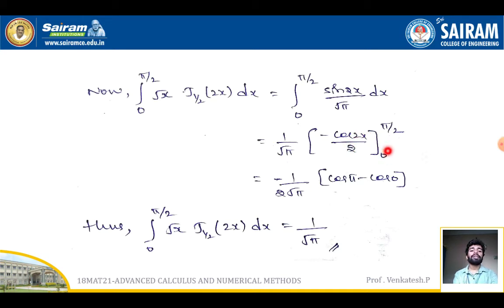So applying the limit here, applying the upper limit, I can take minus 1 by 2 outside. Applying the upper limit, cos 2x will become cos 2 pi by 2; pi gets cancelled, 2 gets cancelled. I will get minus cos pi here. Applying the lower limit 0, I will get cos 0. So cos pi will become minus 1 and cos 0 will become 1, so it will become minus 2. So 2 gets cancelled. On multiplying it, I will get root pi.